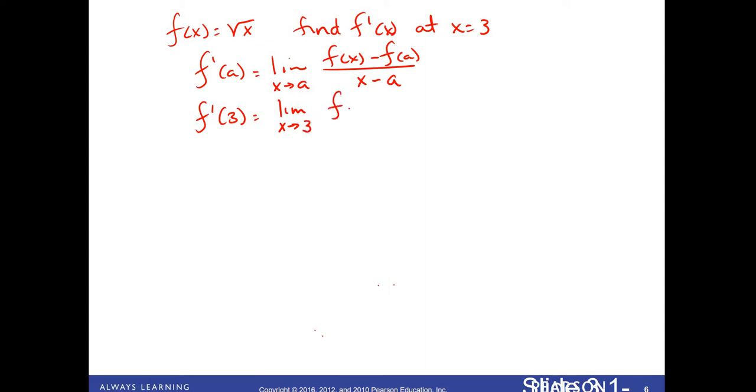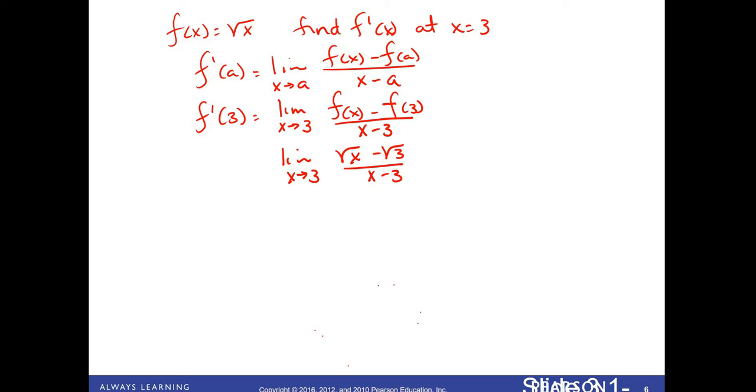Of f of x minus f of 3 over x minus 3. So plugging in my values, the limit as x approaches 3 of the square root of x minus the square root of 3 over x minus 3. My problem here is that I cannot plug 3 into this. I get an indeterminate form, 0 over 0. So I need to do something to this.